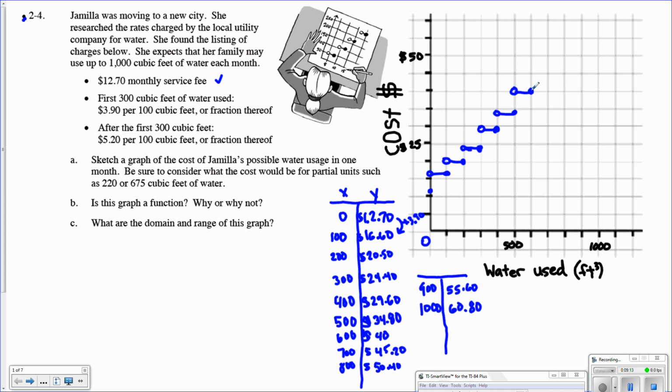And then we're going to go up to 700. So we're going to be doing right around almost $45 exactly. It's 20 cents over. So an open circle, closed circle. Remember, this is open. And then we're going to go up to $50.40.